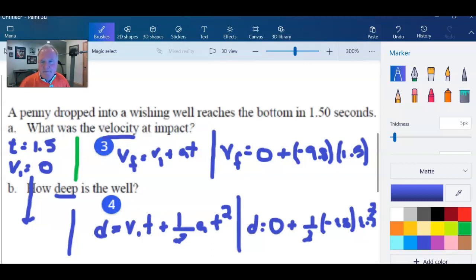Let's make sure that for the velocity equation, we multiply negative 9.8 times 1.5, and we get that answer. And remember, we take 1 divided by 2 times negative 9.8 times 1.5, and we only square the time. Don't square the whole thing, just the time.